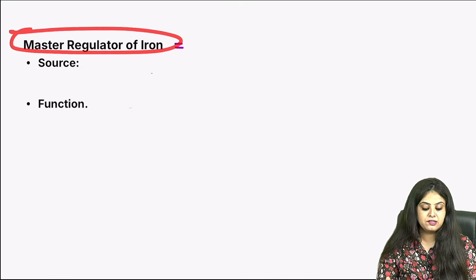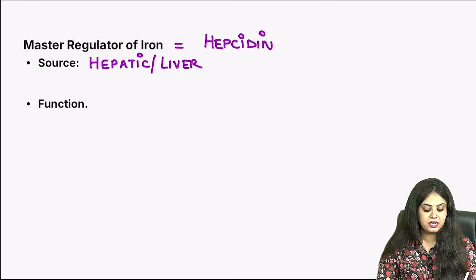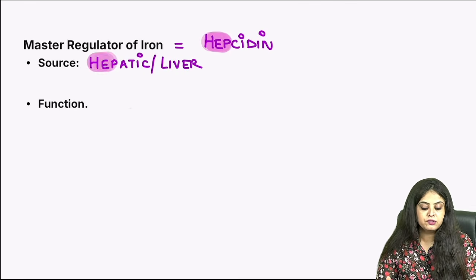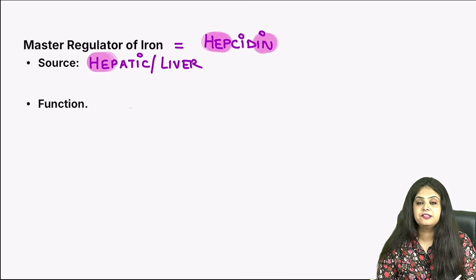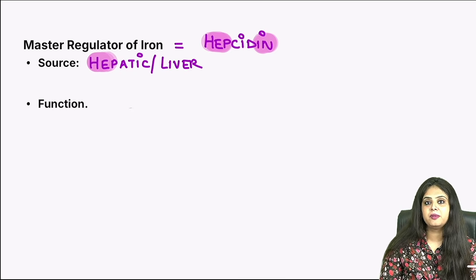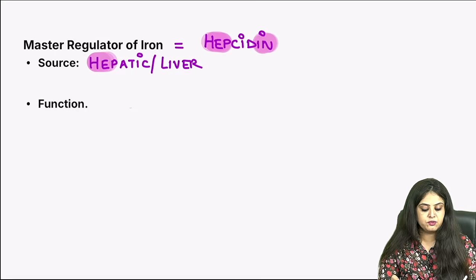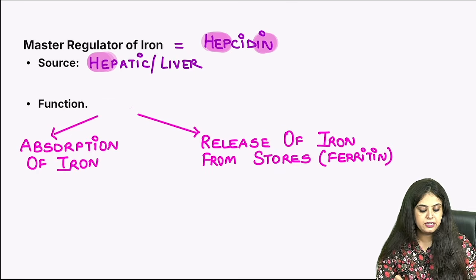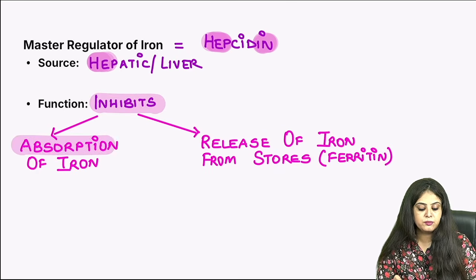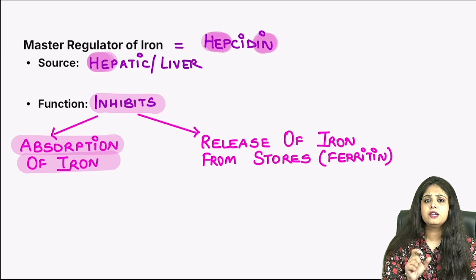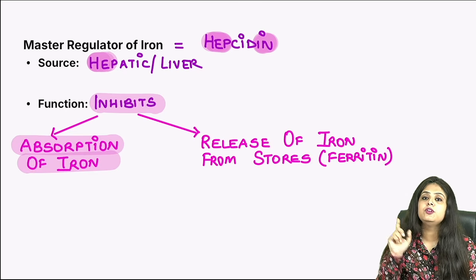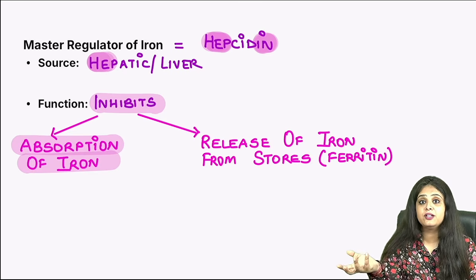In fact, it is called the master regulator of iron. And if they ask you where is it coming from, the source of course is hepatic. What is its function? It's an inhibitor. Hepcidin comes from hep or hepatic. It is an inhibitor, which means that whatever food you are eating, it is going to inhibit the absorption of iron, because it will not let ferroportin work. So if you're not able to absorb the iron, whom will you go to? You will go to your bank, your storage bank.